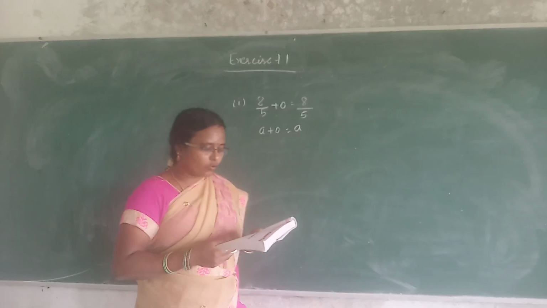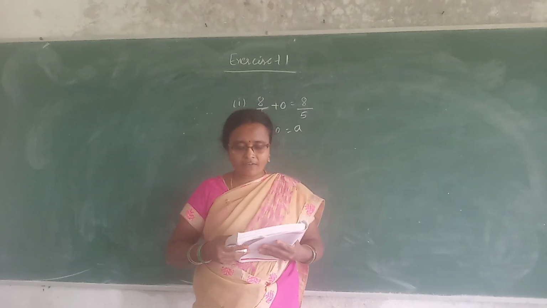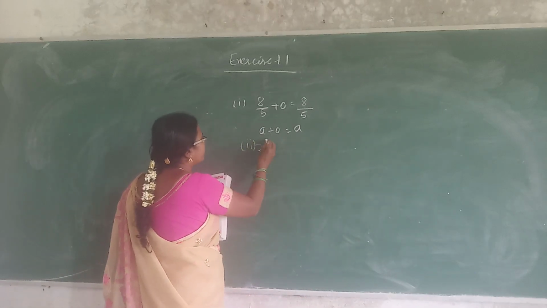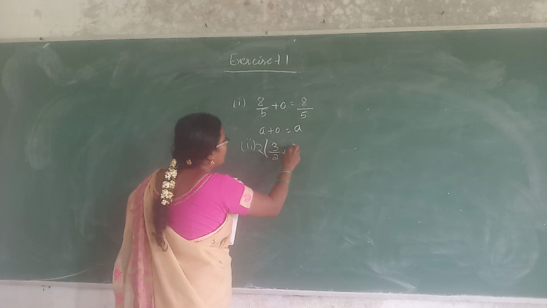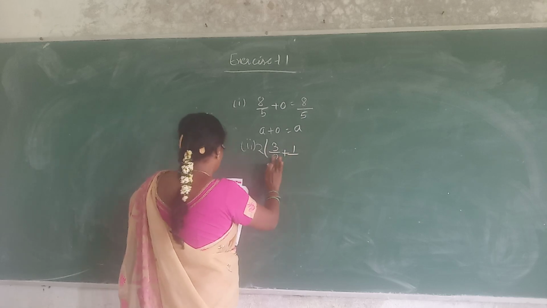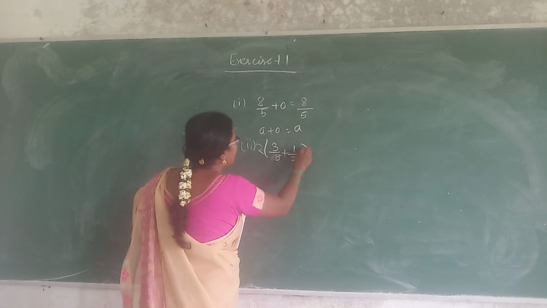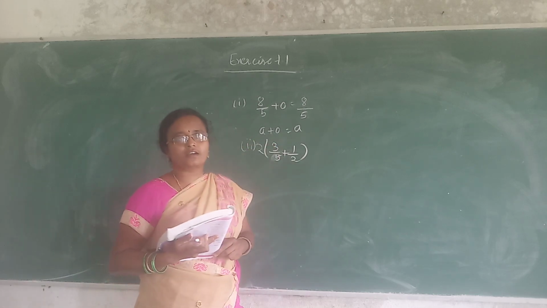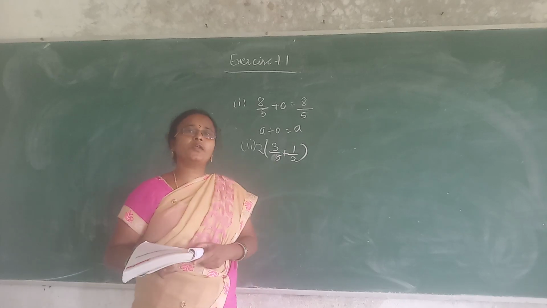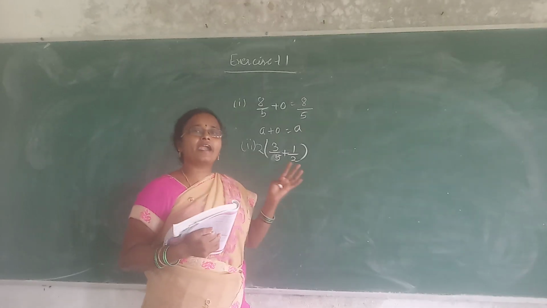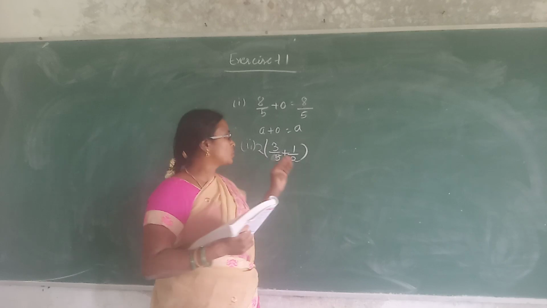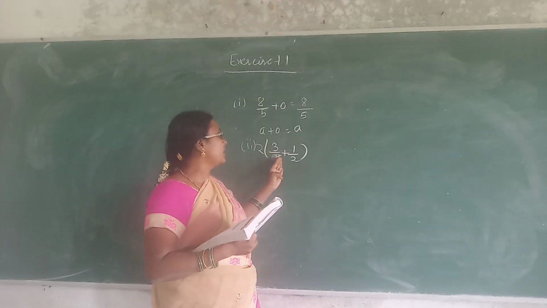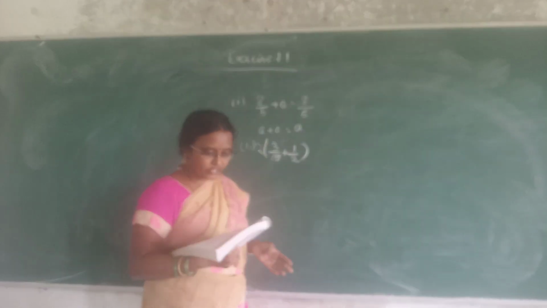Next, for the second one: 2 into 3 by 5 plus 1 by 2. Sorry, 3 by 5 plus 1 by 2. Here we observe that one multiplication and one addition are involved. It is nothing but what I already informed you in the distributive property, where the addition and multiplication are distributed. So, by seeing this we can confirm that it is the distributive property of multiplication over addition.